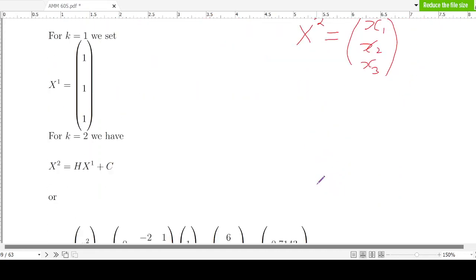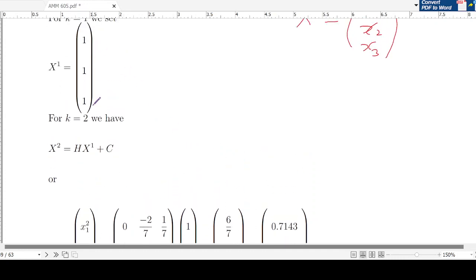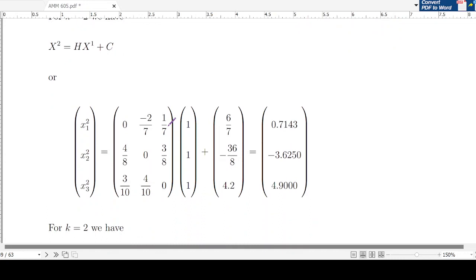So in this case, we shall write x^(2) equals Hx^(1) plus c. And x^(1), we have it here as 1, 1, 1. So we shall get x1^(2), x2^(2), x3^(2) equals, this is H, x^(1), then plus c. So when we work out, we get these values here.